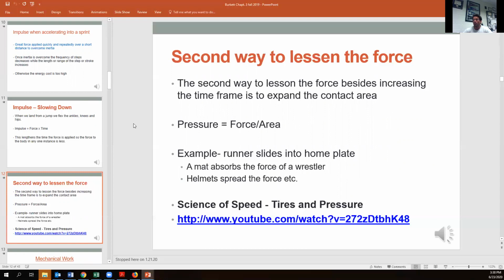So that's the reason why whenever we're working with athletes, you do want to learn how to absorb force, how to use the entirety of your foot, your hand, your body to absorb whatever forces you're encountering, so you're going to be less likely to be injured.